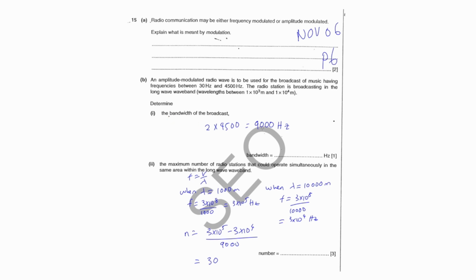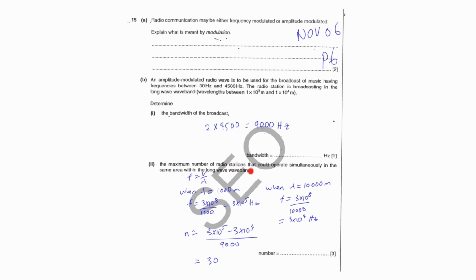So how to find the bandwidth? To find the bandwidth, remember we said that we can always take 2 times the highest frequency component. So your highest frequency component is 4500 Hz. You multiply by 2, then you get 9000 Hz. So that is your bandwidth.